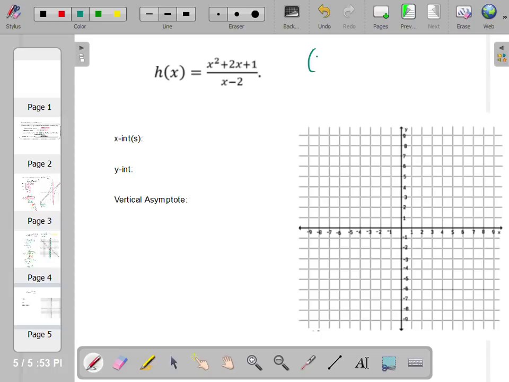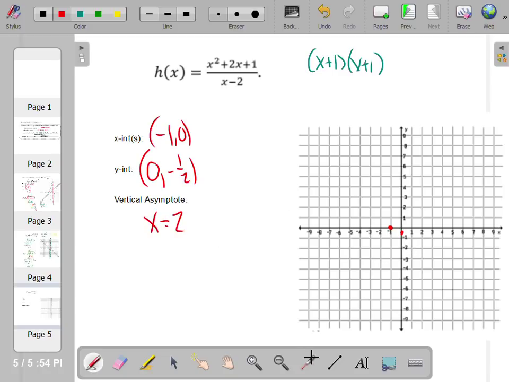X-intercepts: when you factor the numerator, you get x plus 1, x plus 1. So that would be at negative 1, 0. Ooh, that's a multiplicity. That's kind of interesting. Negative 1, 0. All right. Y-intercept, 1 divided by negative 2 is negative 1/2. 0, negative 1/2 is right here. Vertical asymptote, x equals 2, right here.